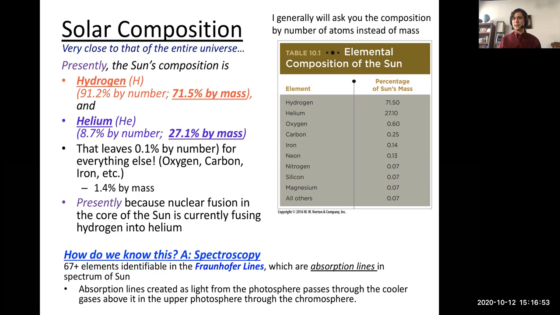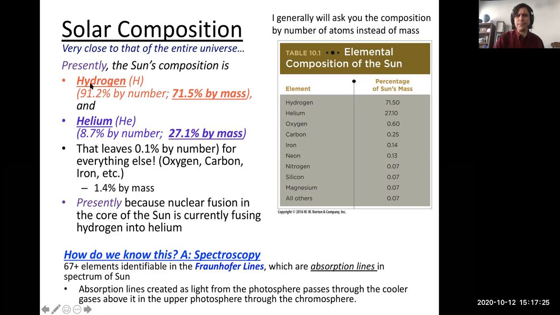Now, if you wanted to list those in order of most abundant to least abundant, you would have oxygen, carbon, iron, neon, nitrogen, silicon, magnesium, and everything else. What's amazing is we'll get there later in this semester. We can talk about why these numbers are exactly what we would expect. We would expect to go hydrogen, helium, and then the third most abundant be oxygen, and then the fourth most be carbon, and so on and so forth.